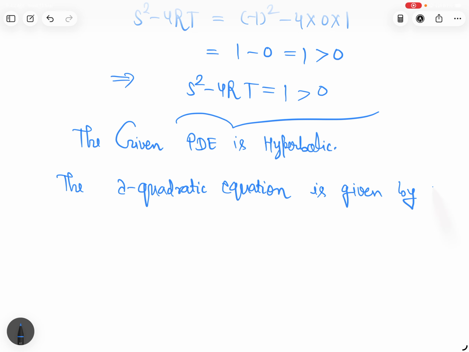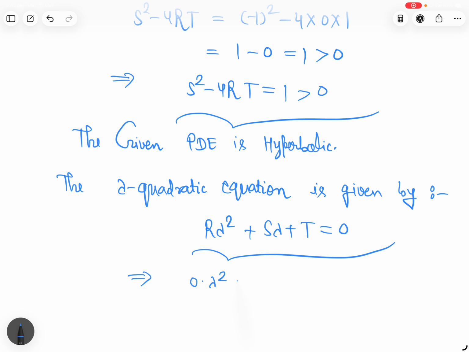R lambda square plus S lambda plus T is equal to 0. Put the value of capital R, S, T. What is the value of R? It is 0. What was the value of S? Minus 1. And the value of T?